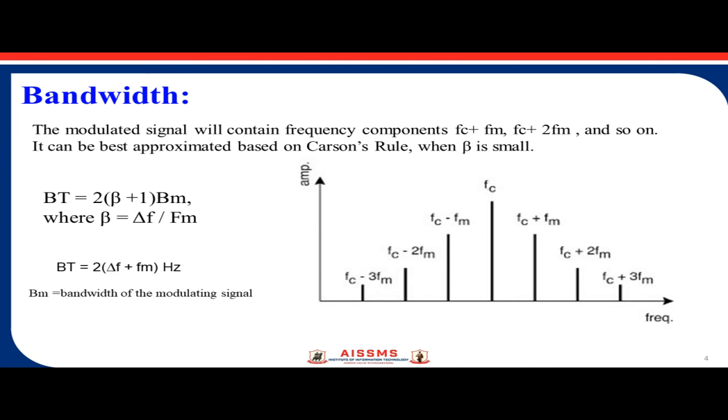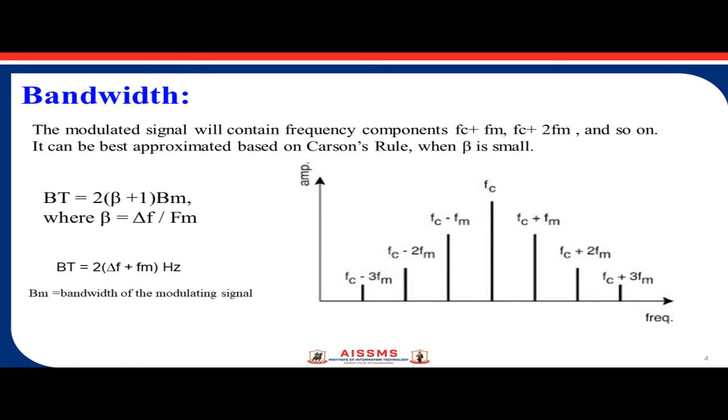This is the frequency domain representation of FM spectrum. In the case of AM, we have seen that there are only two sidebands, but in the case of FM, we can see that there are many sidebands. The modulated signal will contain frequency components such as Fc plus Fm, Fc minus Fm, Fc plus twice of Fm, Fc minus twice of Fm, and so on.